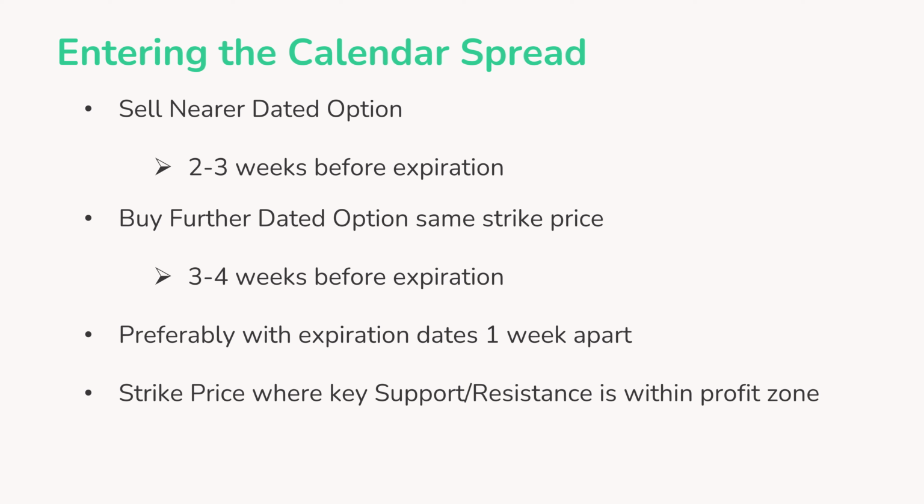So for me, I always make sure that for whichever direction I'm trading using the calendar spread, for the strike price that I select, the key support and resistance level falls within the profit zone. Because then there is a high probability that the price of the underlying stock will not break past the key support and resistance level and will stay within the profit zone. Again, I'll be doing a demo in Thinkorswim in the next part of this video.